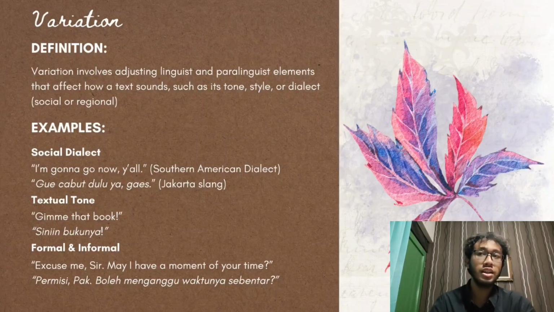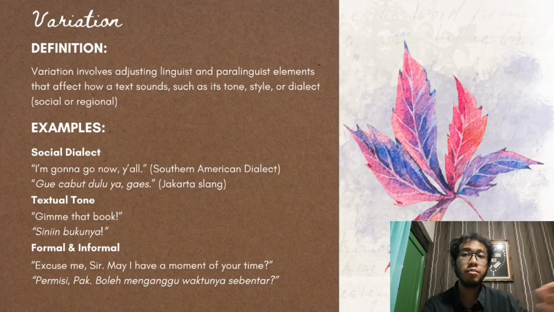The first one here is social dialect, which sounds like "I'm gonna go now, y'all," by using Southern American dialect. The second one here is "Gue cabut dulu ya guys," by using Jakarta slang. The second one here is textual tone. "Give me that book." Siniin bukunya. The third one here is formal and informal. "Excuse me sir, may I have a moment of your time?" Permisi pak, boleh mengganggu waktunya sebentar?